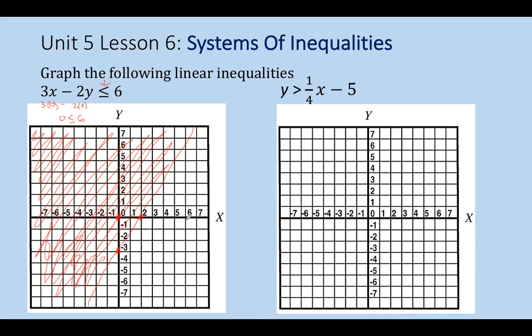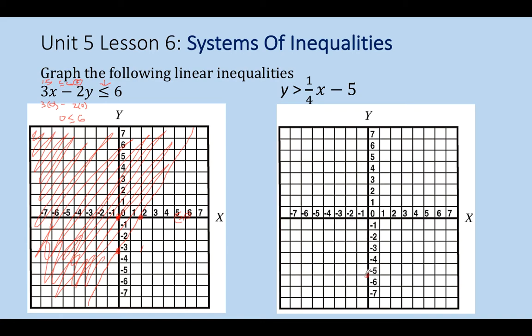Everything that's over here on this side would make it false. If I plugged in maybe 5, 0, you could see that you'd get 15 minus 0. 15 is less than or equal to 6? Well, that's a false statement. So you can see that everything over here on this side is not a solution, but everything on this side would be a solution.